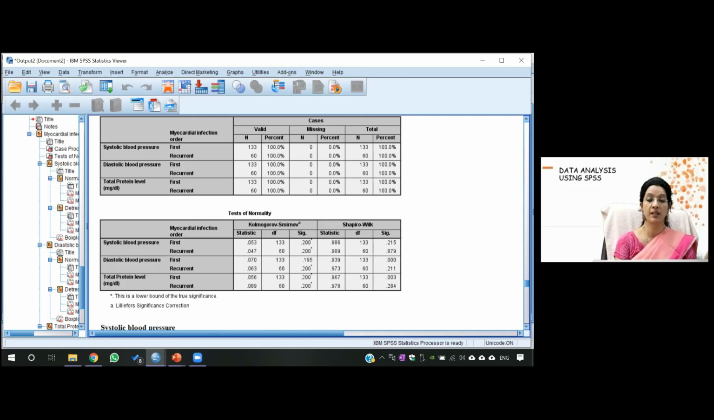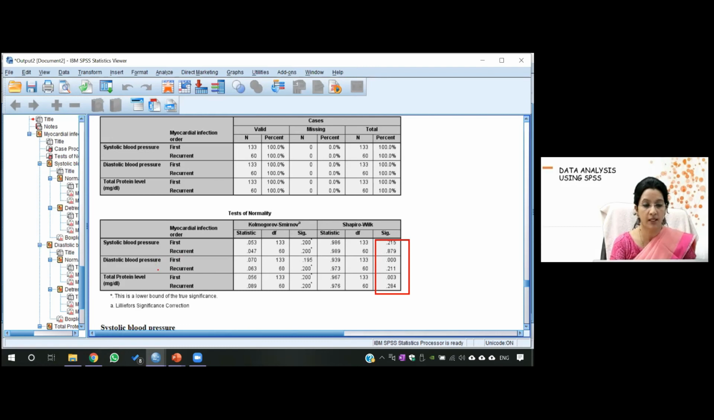So here you can see the value of this Shapiro-Wilk statistic. What do we look at? We will look at this significance value. If you see the systolic blood pressure across both these two categories, first and recurrent, the value of p is more than 0.05. That means it is normally distributed across these two categories.